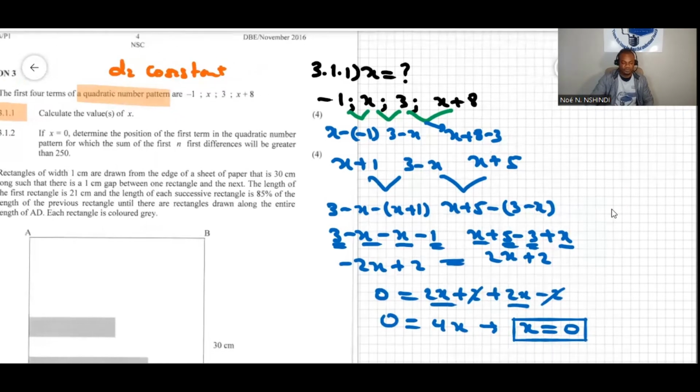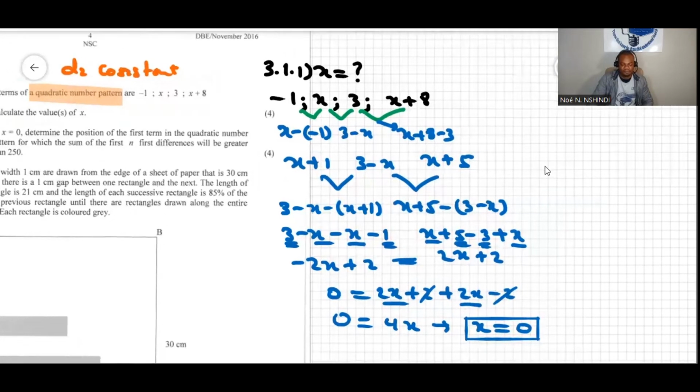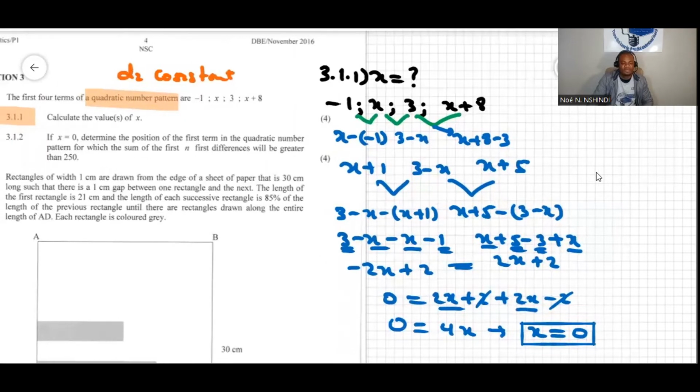Now the following question says: if x is equal to 0, determine the position of the first term in the quadratic number pattern for which the sum of the first differences will be greater than 250. Let me read the question over again. If x is equal to 0, determine the position of the first term in the quadratic number pattern for which the sum of the first differences will be greater than 250.